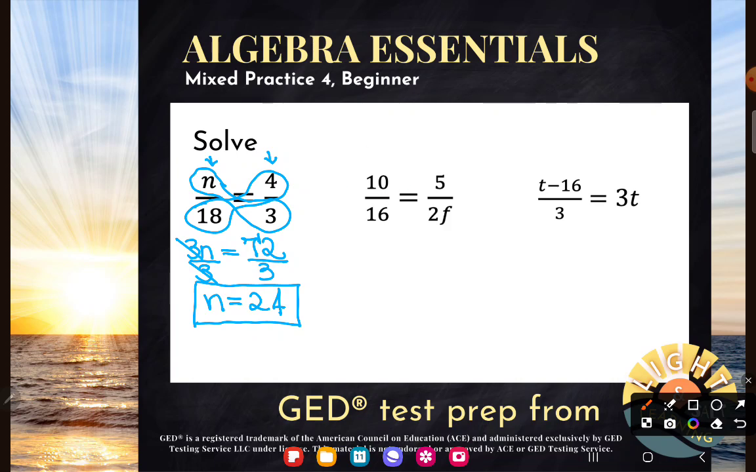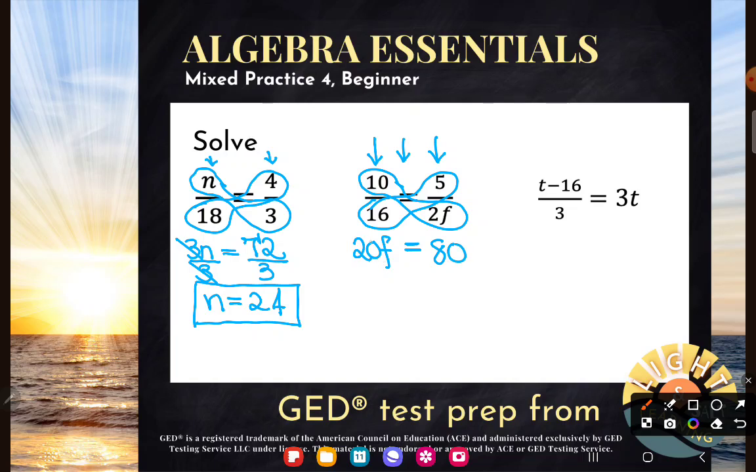All right, next one might look a little more complicated, but I still see it's a fraction equal to a fraction. It's a proportion problem, and so I can use the fact that in a proportion, cross products are equivalent. So 10 times 2f would be 20f. And that's going to be equal to, don't lose your equal sign or you lose your power to solve, the other cross product, 16 times 5. So 5 times 10 is 50, 6 times 5 is 30, we get 80.